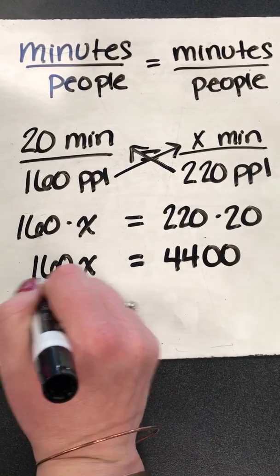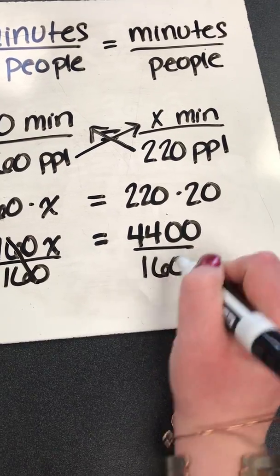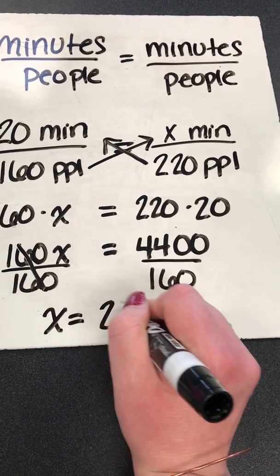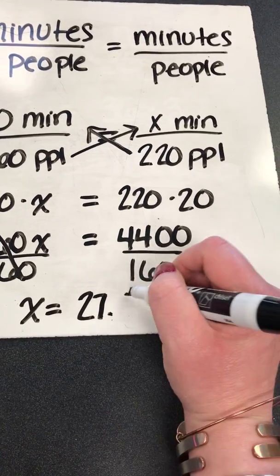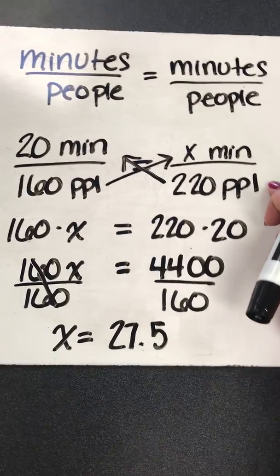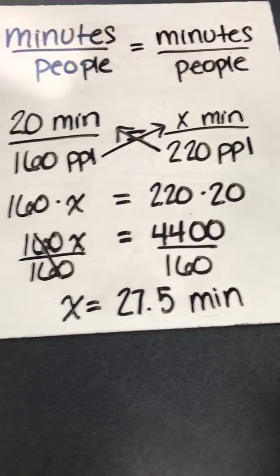Finally, we will solve by dividing by 160 on both sides, and we get x equals 27.5, and we always need a label, so we were looking for the number of minutes, so 27.5 minutes.